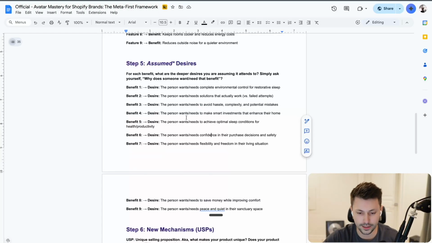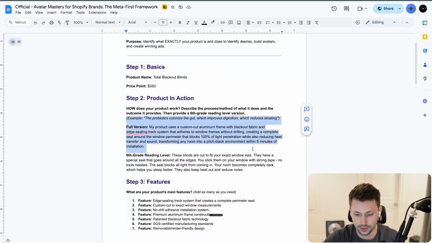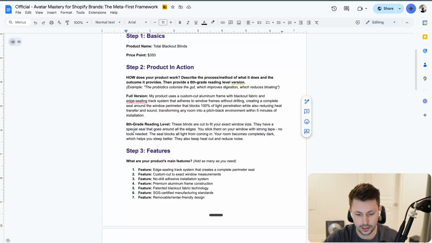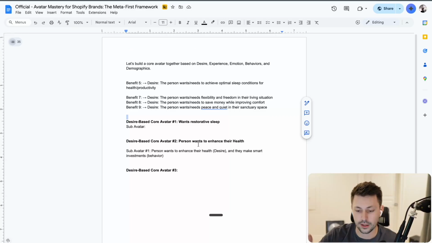We're tying this back, guys, to a product that is total blackout blinds. And what does it do? Okay. Well, what it does, at a 6th grade reading level: they're cut to fit your exact window size. They have a special seal that goes around the edges. You stick them on your window with strong tape, no tools needed. They block light from coming in. Your room becomes completely dark, which helps you sleep better. And they also keep heat out and reduce noise. So we're getting ideas of what this product does, right?